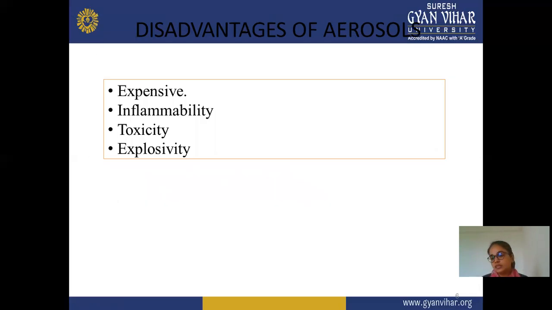Next is disadvantages of aerosols. Every formulation has some disadvantages, and aerosols also have some. In these disadvantages, first is expense. Due to the large amount of propellant used and the more sterile condition required, the cost of production of these aerosols is also higher. So the first disadvantage is that it is expensive compared to a normal formulation.